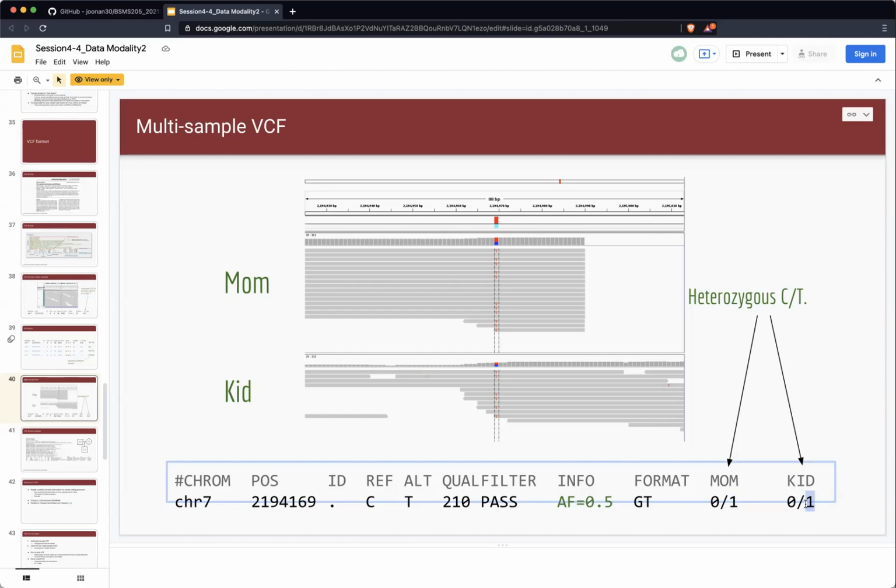So we can say that this is 0.5, right? And if mom has the heterozygous genotype 0/1, and the kid has the reference homozygous genotype, then that is 0/0, right? In that case, the allele frequency is going to be 0.25, right? Because it's 1 out of 4. So if you have 1,000 samples, and only 1 person has 1 variant allele out of 1,000 people, then you can calculate 1 divided by 2,000, and you can calculate the allele frequency.